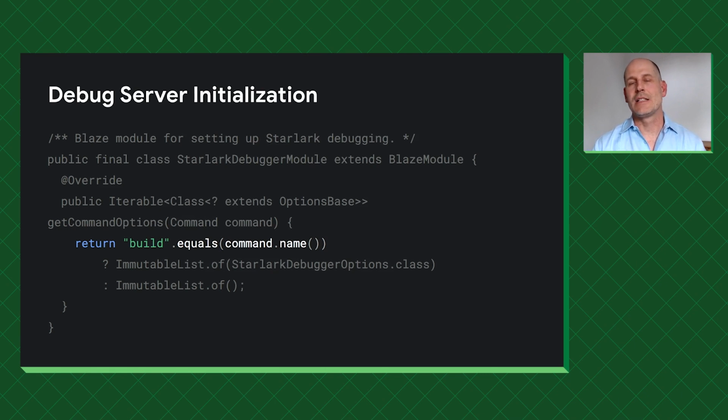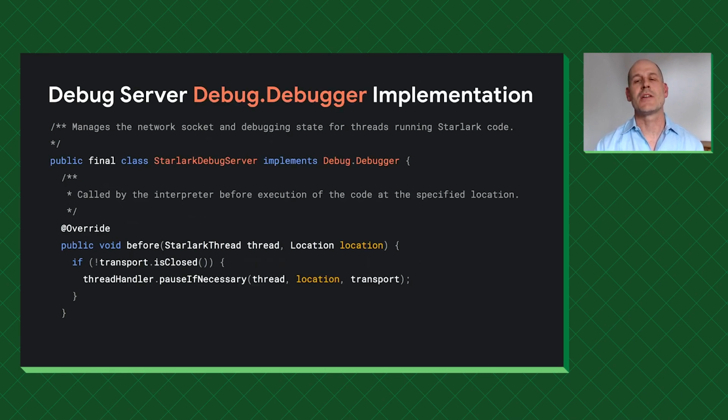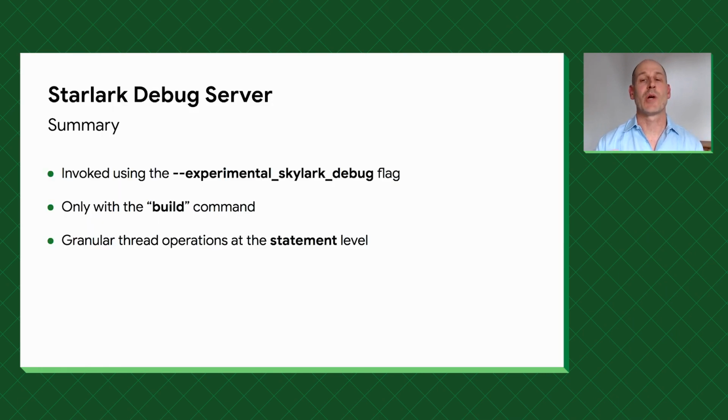And if I had to distill the debugger implementation into one spot, this might be it. Essentially, when the debugger is active, anytime a Starlark thread is about to arrive at some particular location, there's a callback, and the debug implementation gets an opportunity to pause the thread or do additional operations at that time. To summarize then, we have the experimental Starlark debug flag in conjunction with the build command that allows you to do thread operations at the statement level.